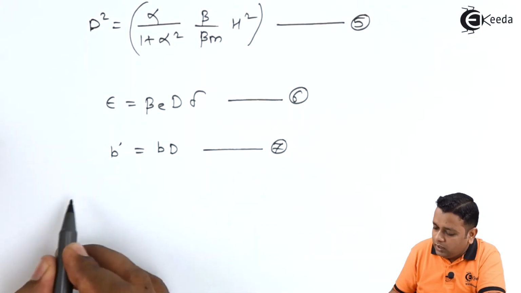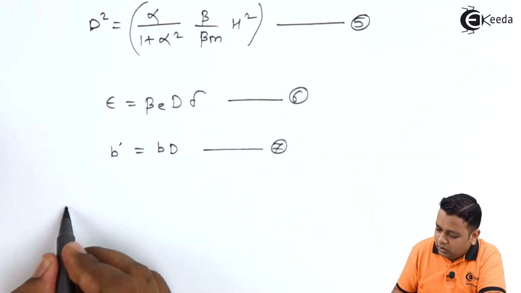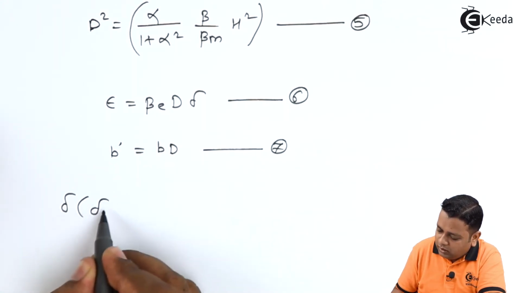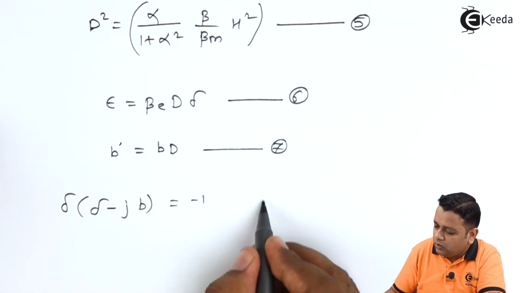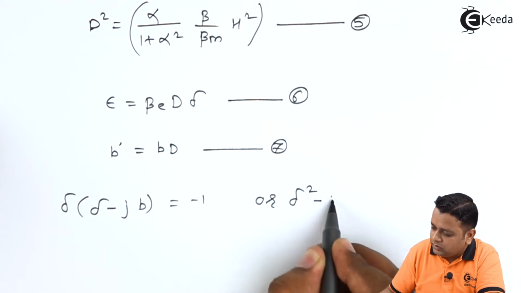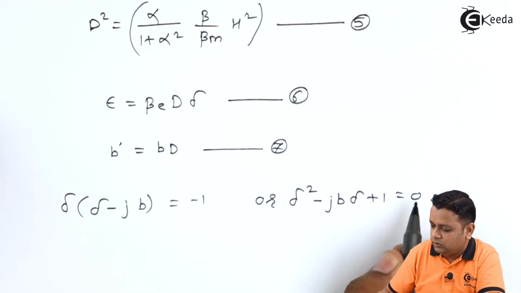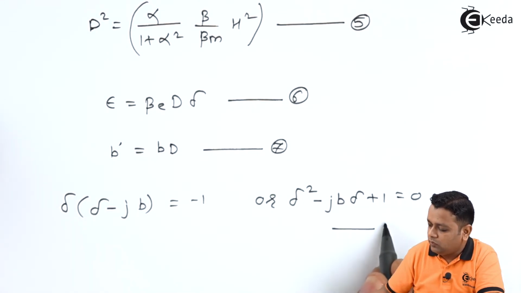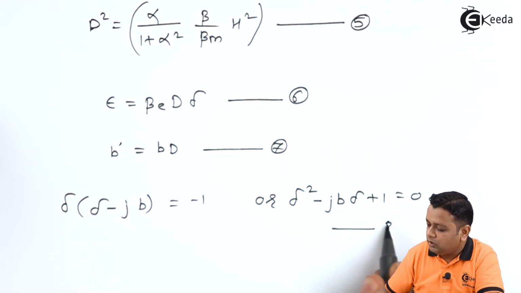Now we can express the equation with respect to del. It will be del in the bracket del minus j times b equal to -1, or we can write del square minus j times b into del plus 1 equal to 0. Let this new equation in the form of b and del be equation number 8.